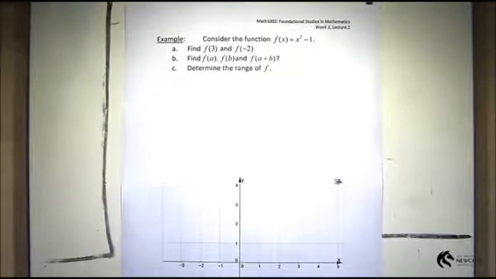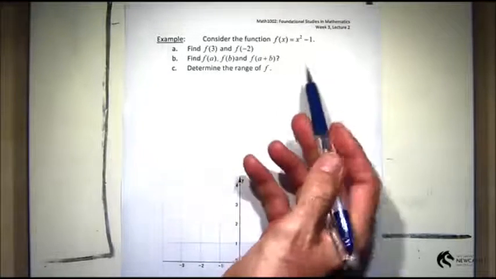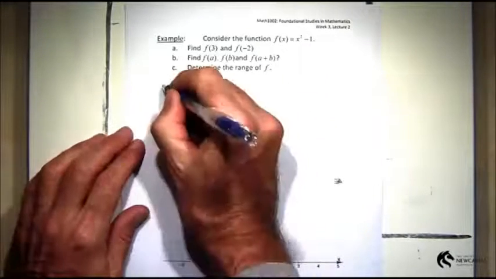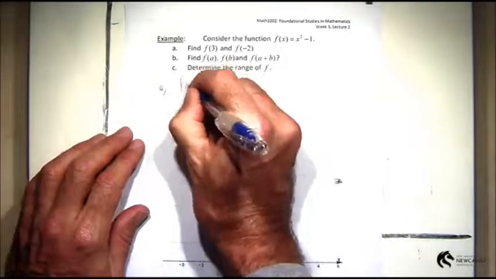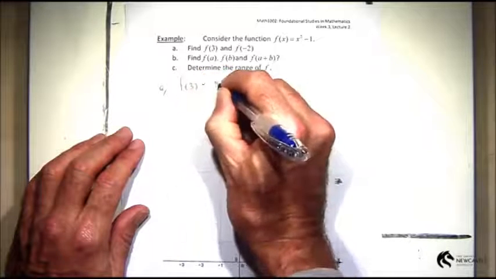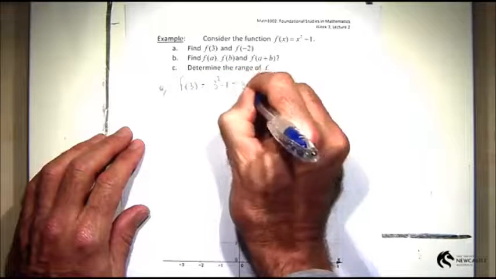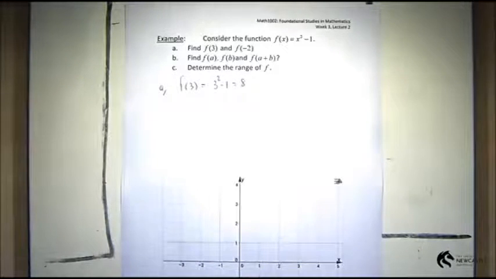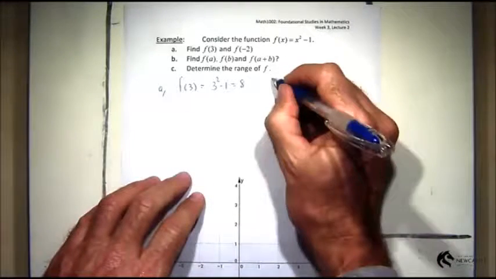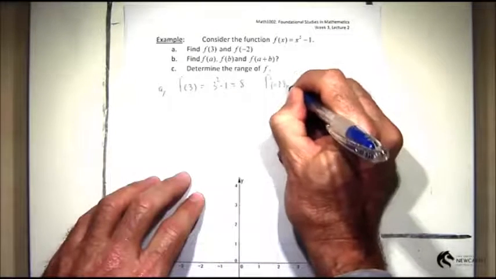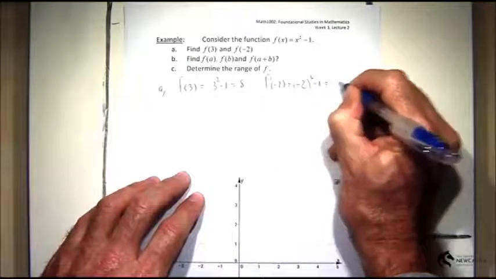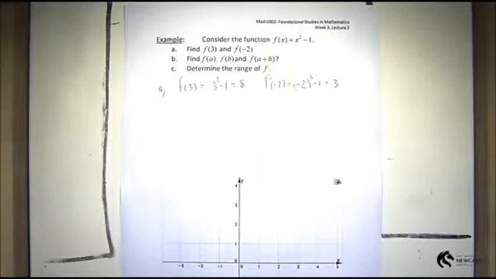Another function, in this case a quadratic function, and it says find f(3), so that much is straightforward in that everywhere where I see x, I substitute 3. Likewise, when I evaluate f(-2), everywhere I see x, I put -2, and so f(-2) will be 3.